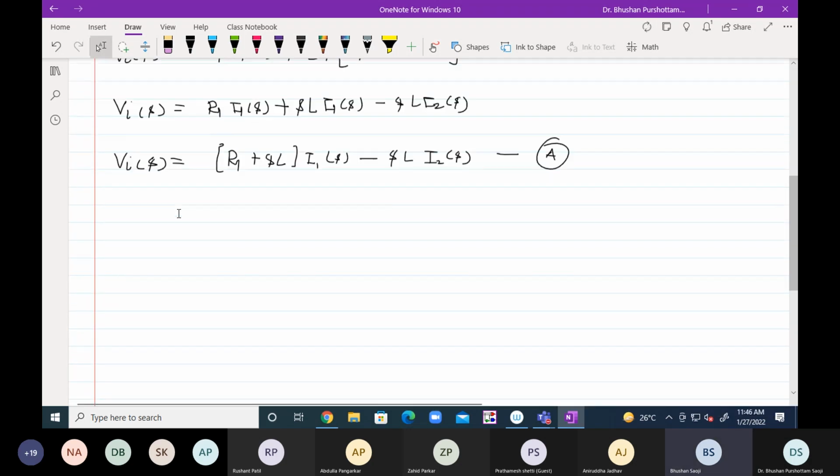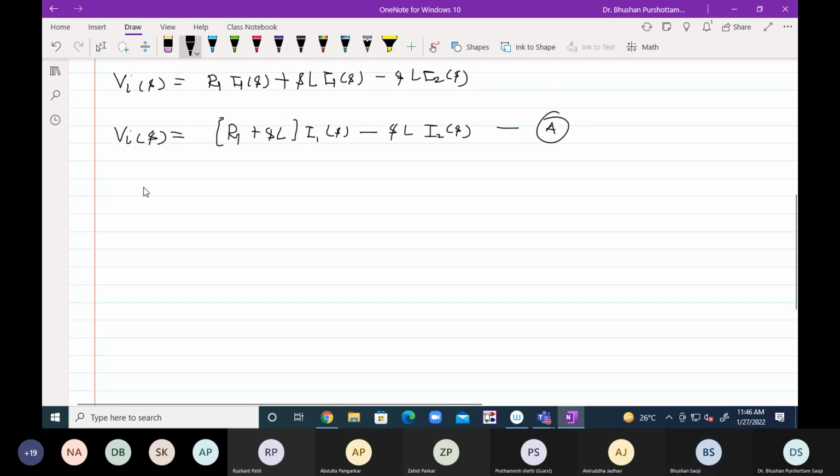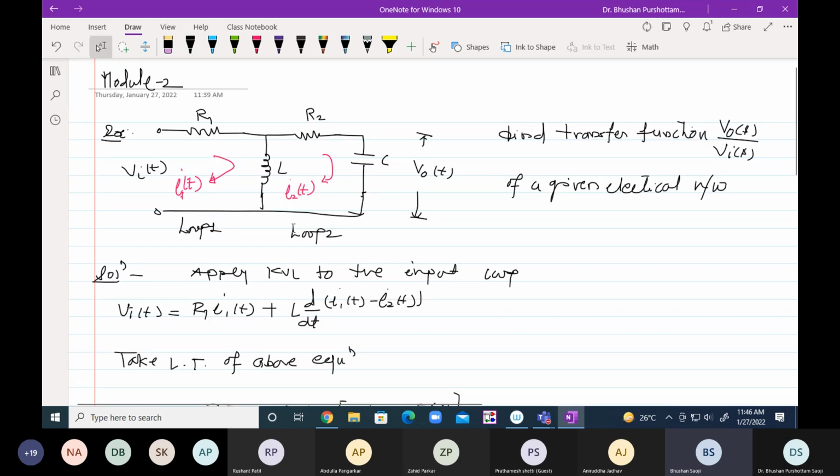Now apply KVL to the output loop. The output loop consists of resistance R2, capacitance C and the inductance L. And L is common to the input loop as well as to the output loop. Now we are applying KVL to the output loop, that means we are applying KVL to loop number 2.